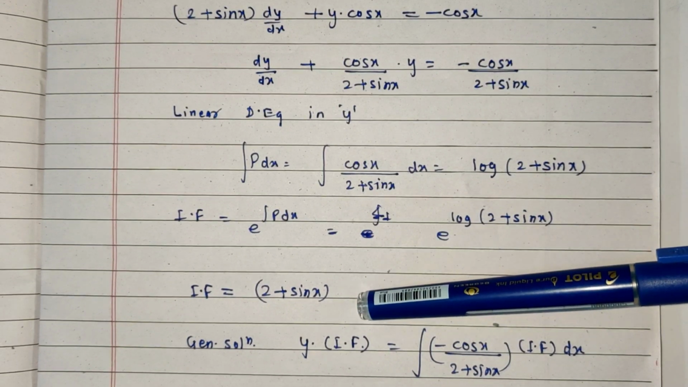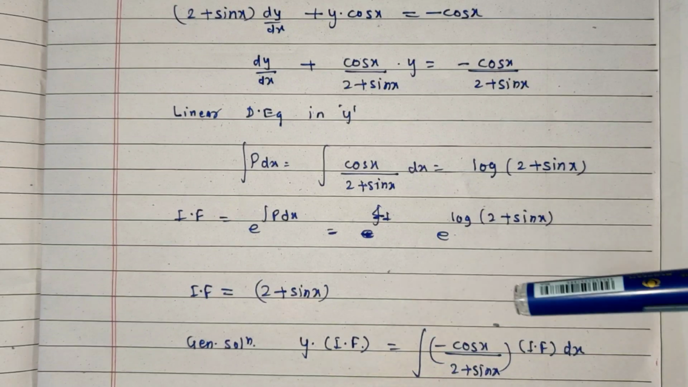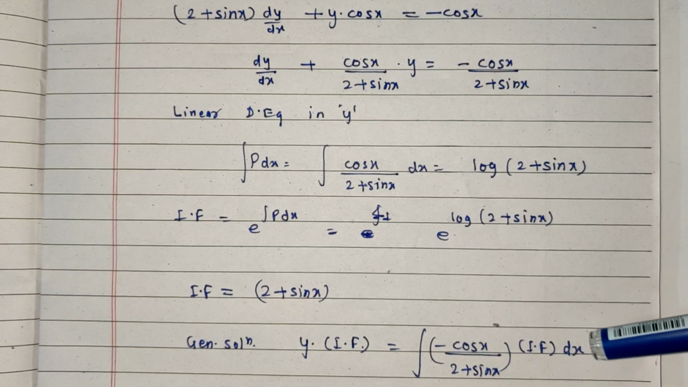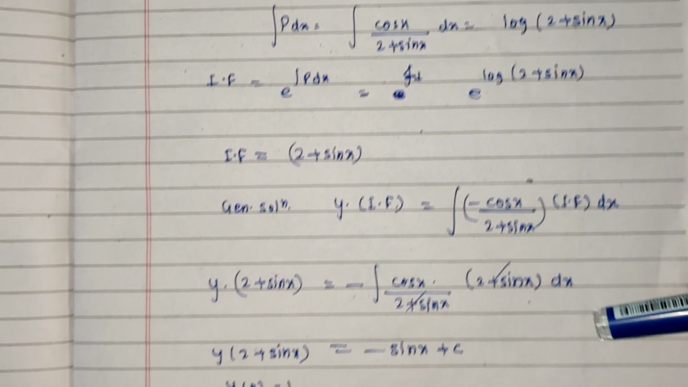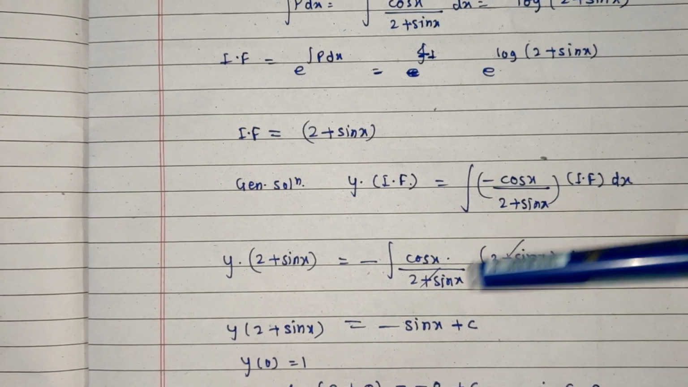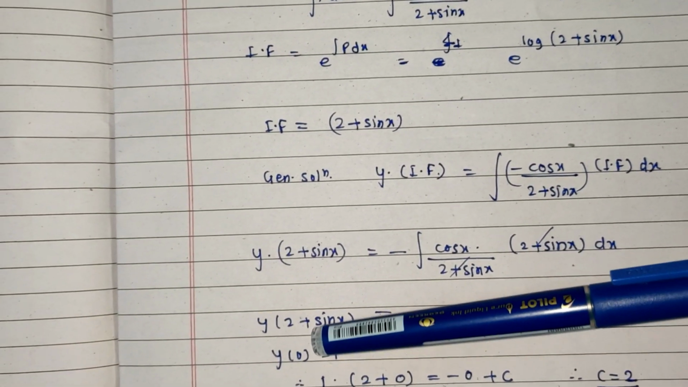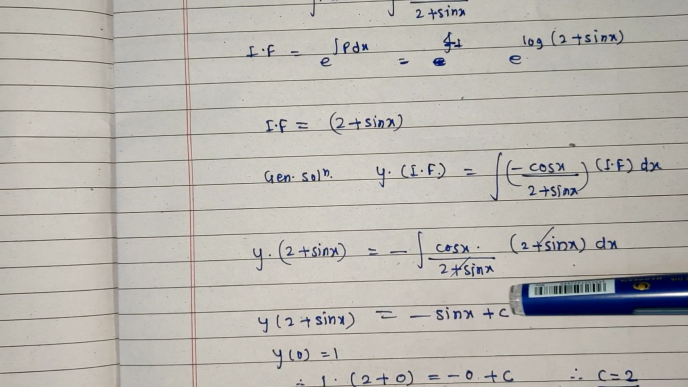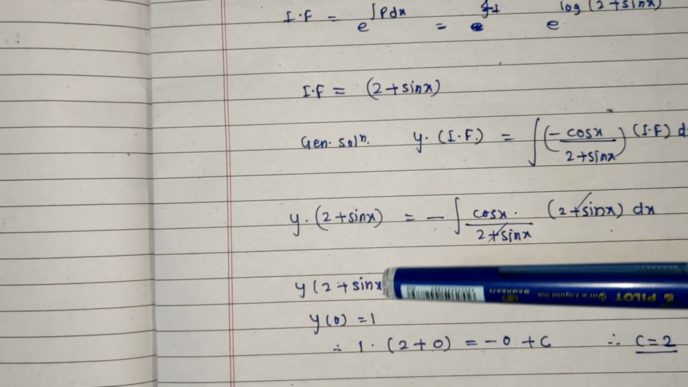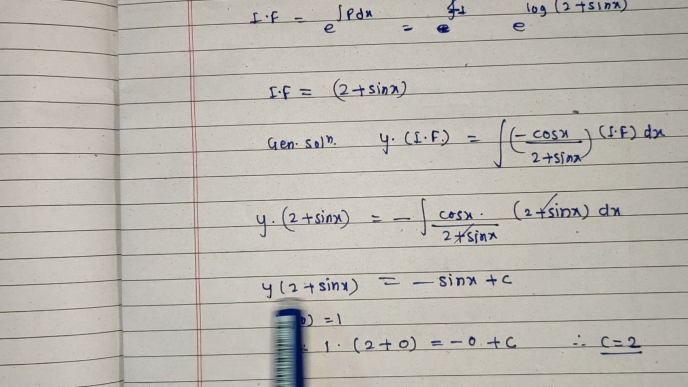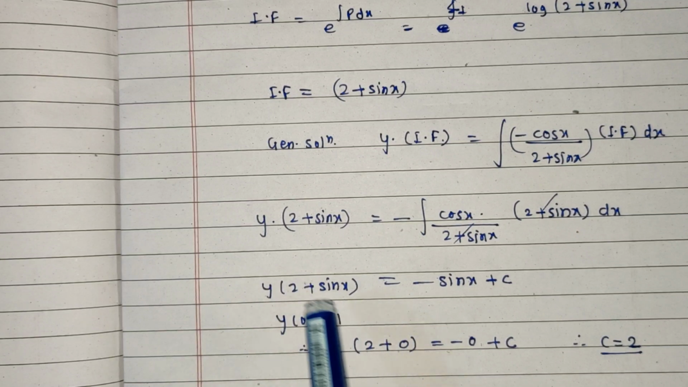So the general solution is y times the integrating factor equals the integration of the right hand side: minus cos x upon 2 plus sin x into the integrating factor, where this cancels 2 plus sin x. Right hand side is minus cos x integration, which is sin x. Left hand side is y into 2 plus sin x. Initial condition is x is 0, y is equal to 1. Substitute here x is 0, so y into 2, that is 1 into 2, and c you are getting 2.